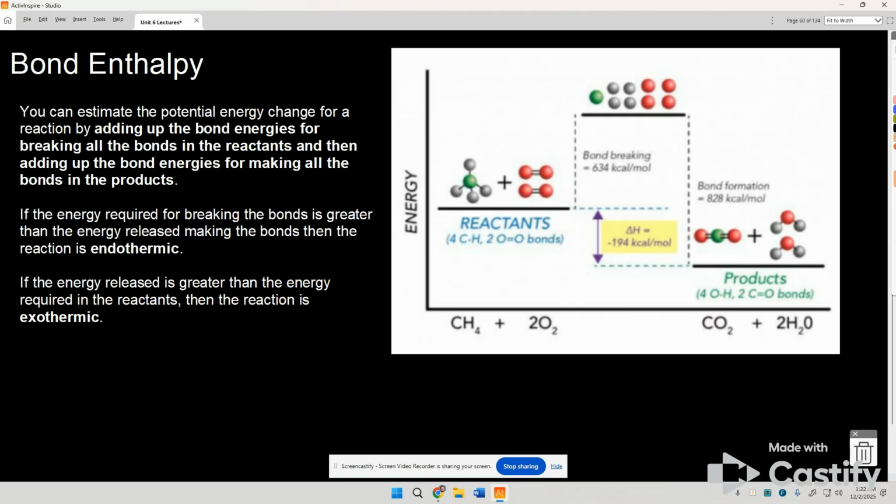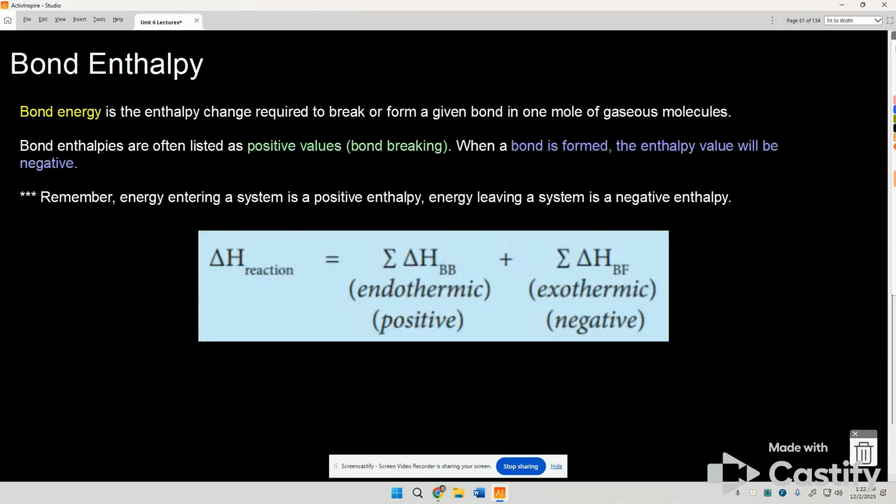So we can estimate that potential energy change by adding up all the bond energies for all the bonds we broke in all of our reactants, and then adding up all the bond energies for all of the bonds we formed in the products and subtracting the two, right? We've talked a lot about enthalpy is products minus reactants. And so we take all of the bonds formed in the products minus all of what we had to break in the reactants. And if we end up getting a negative number there, then we're going to end up having an exothermic reaction. If we get a positive number there, we get an endothermic reaction.